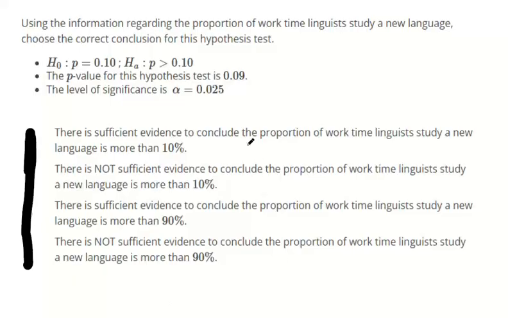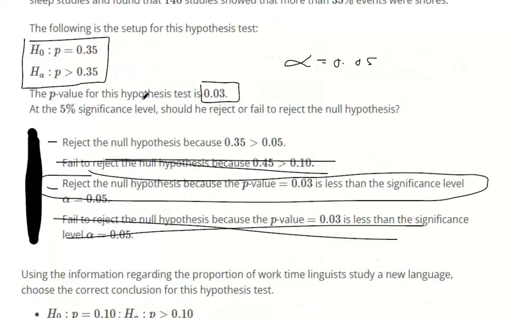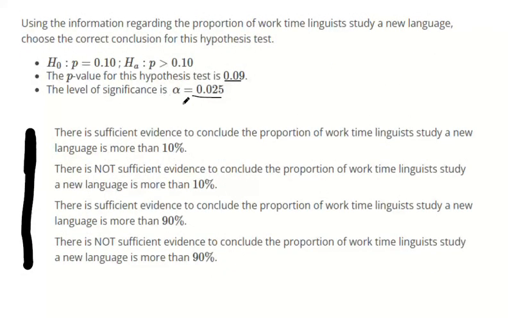But in this case, there's a hypothesis test. They got a p-value. They're using this for alpha. The p-value is bigger than alpha. So there is not sufficient evidence. Okay. So to see the difference between the two, there is sufficient evidence if the p-value is low. There's not sufficient evidence if the p-value is high.